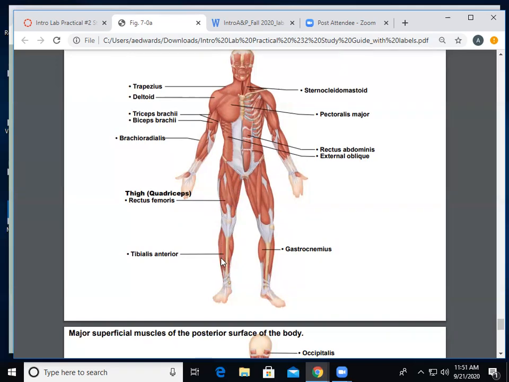Right on the anterior surface of your lower leg, you have a muscle called tibialis anterior. Okay, it should make sense because it's on the anterior side and it's attaching to the tibia bone, excuse me. So it's attaching to the tibia bone. Now, we'll talk about our calf muscles. That large muscle there is your gastrocnemius.